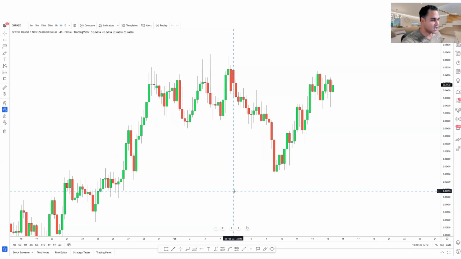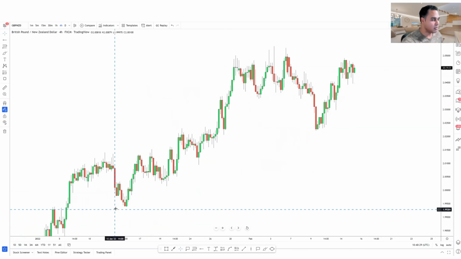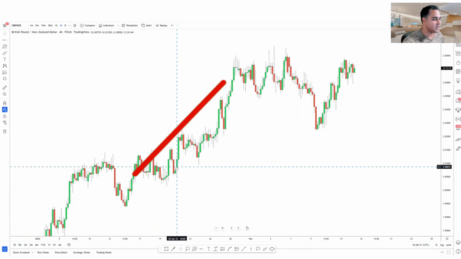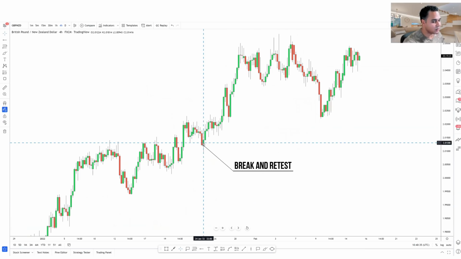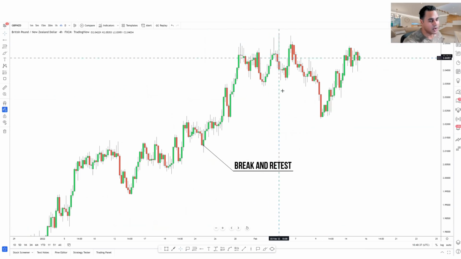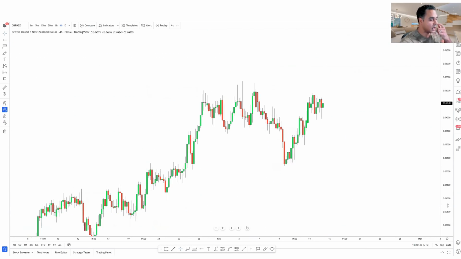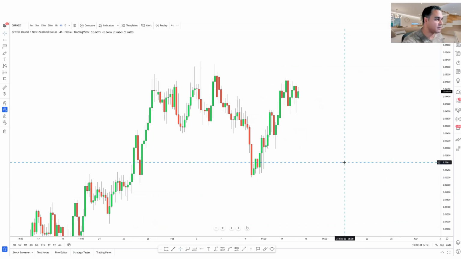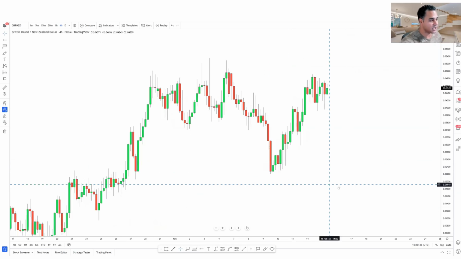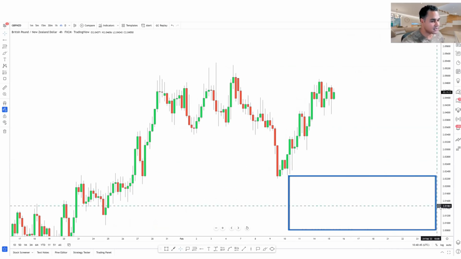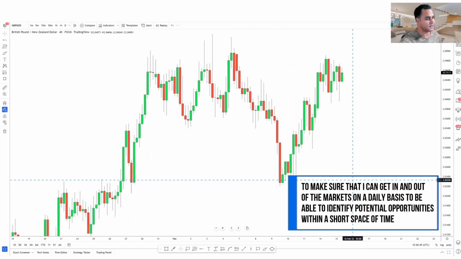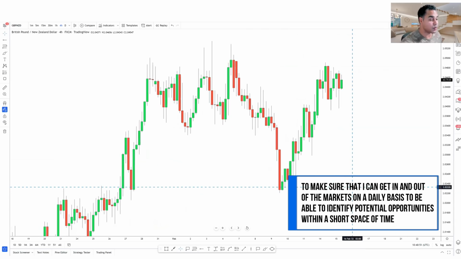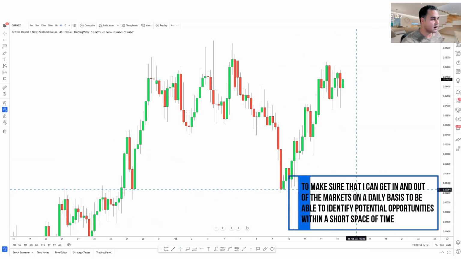to hold these trades, let's say from this point onwards, because let's say you identify the trend is moving up from this point, you see a break and retest, and now you're sitting in this trade for almost a month before price continues up. Now, I don't want to say that's a bad thing, but I personally am an intraday trader. So my focus is to make sure that I can get in and out of the markets on a daily basis to be able to identify potential opportunities within a short space of time.